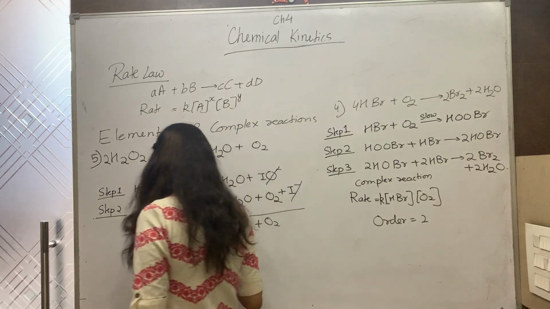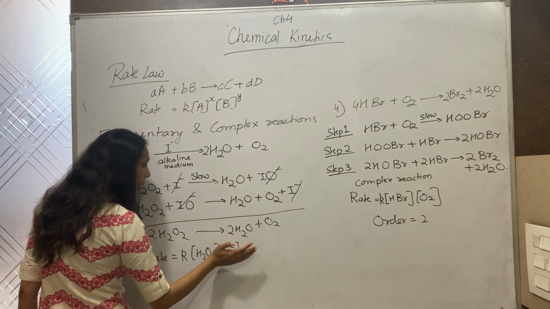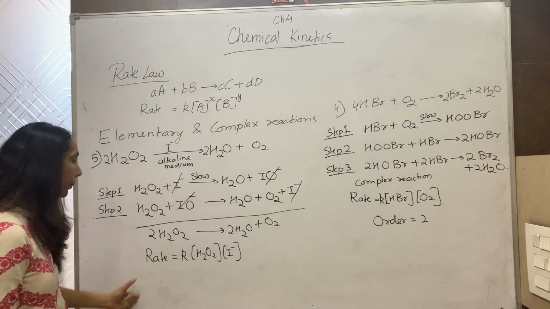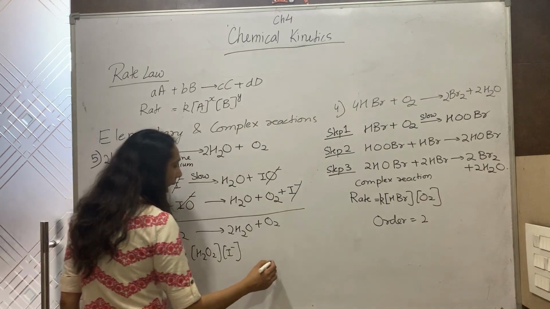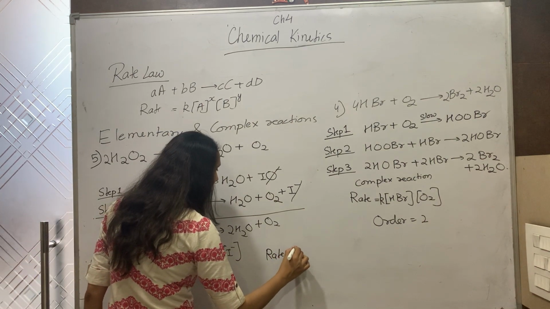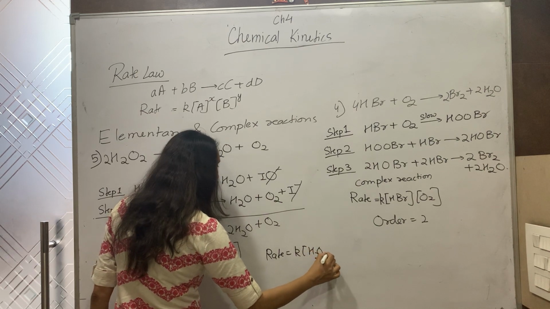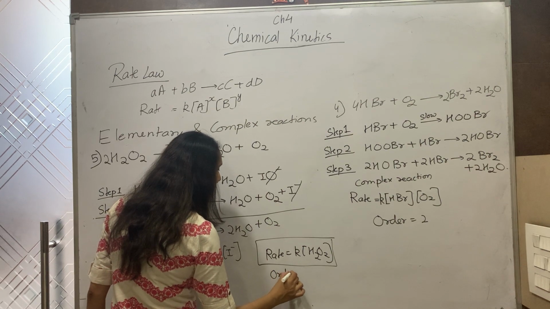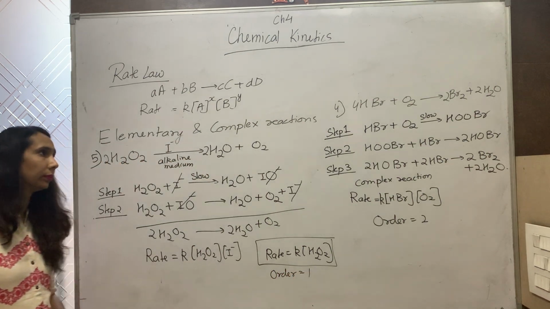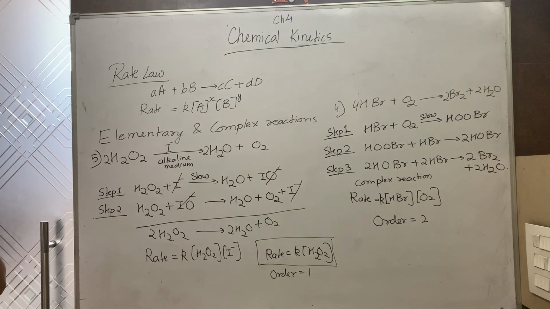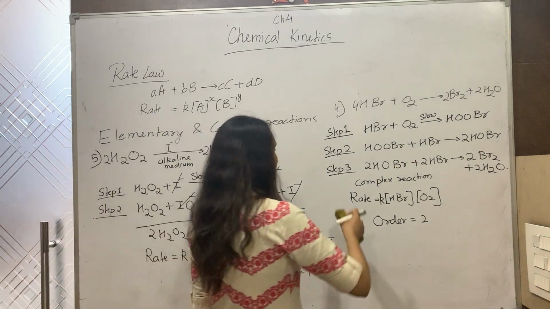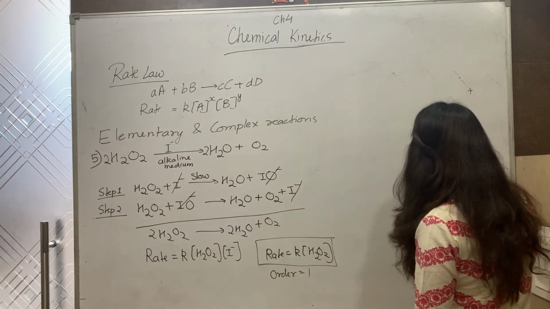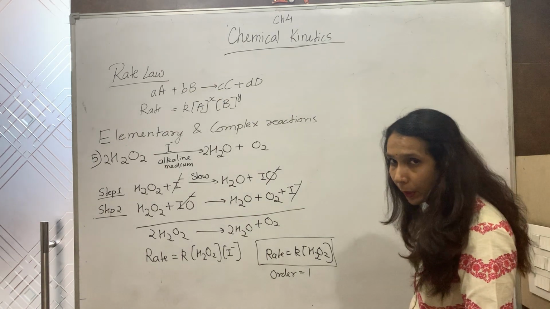So it is possible that I don't include I negative because it is not the reactant, it is only a catalyst in the reaction. So rate of a reaction can be written as rate is equal to K [H2O2] and therefore it is a first order reaction. Order is 1. So these are a few of the examples of complex reactions. Now there are many reactions which are elementary reactions also. So now let us take an example of elementary reactions.